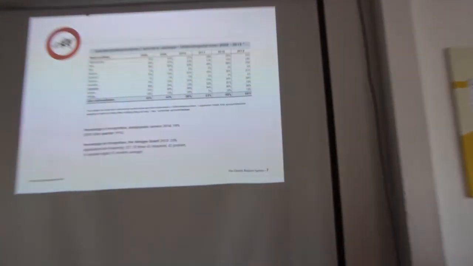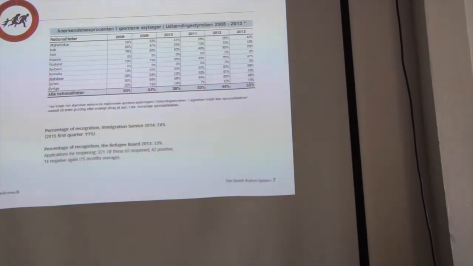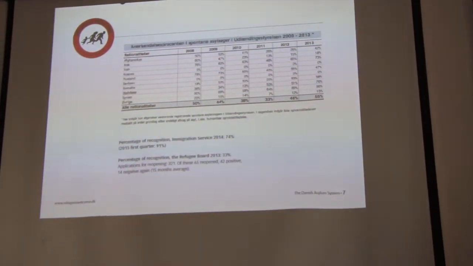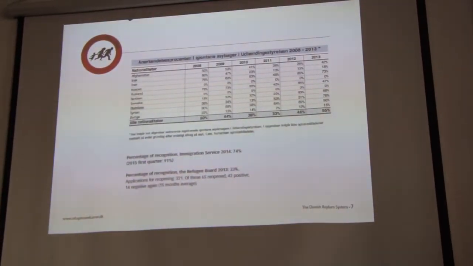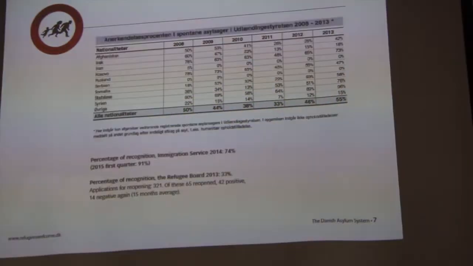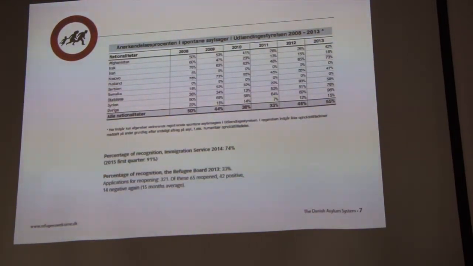I'll not go through this because it's really technical and difficult to explain, but the interesting thing is that the percentage of recognition, meaning the people who got positive in immigration service, first instance, was last year 74%, and until now, in 2015, it's 91%. That's extreme. It's never been anything like this. When I started working with refugees, it was like 10%, 18%, something like that every year. So it's really a lot of people who get positive now.